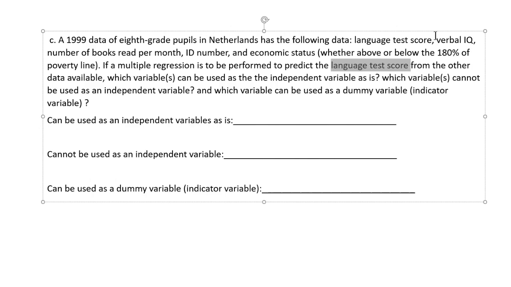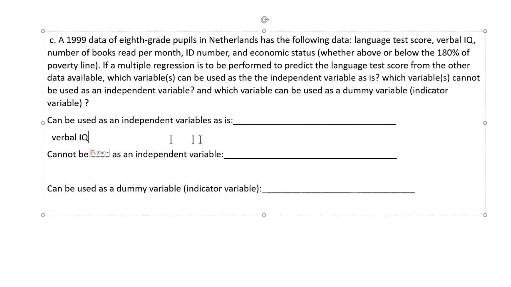So what's left? There's the verbal IQ. Can verbal IQ become a predictor for language test score? I guess it would have some influence, right? So I would give it a go. Okay, so I'm going to put verbal IQ here. And then how about number of books read per month? You would expect that the more books a person reads, the better they will do on the language test, right? So I would accept this one.